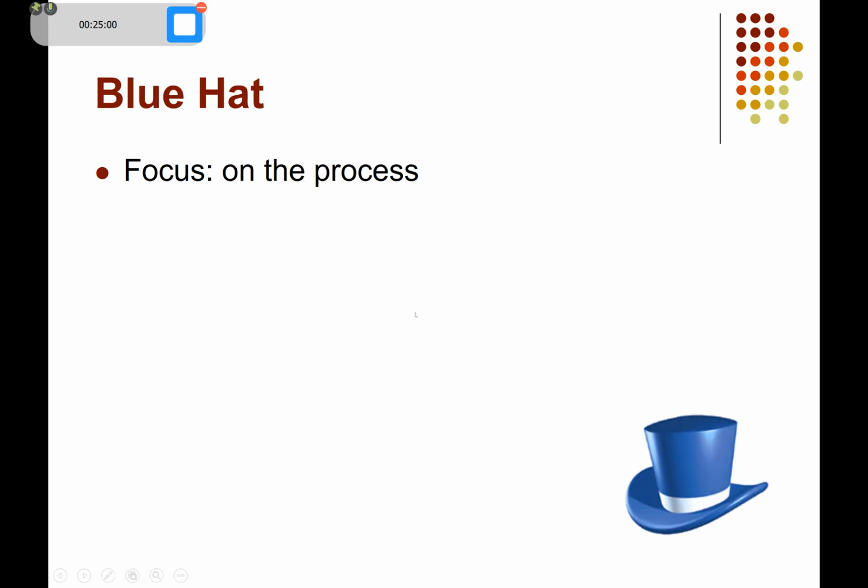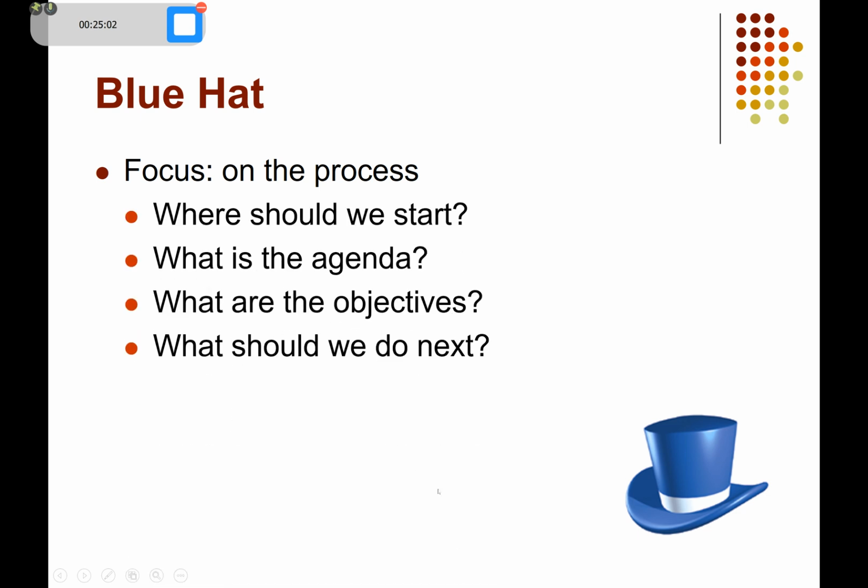And the blue hat focuses on the process of actually getting the job done, if you like. So where do we start? What's the agenda? What are the objectives? And what should we do next? So the blue hat is really allowing you to make a plan of how you're actually going to make it work once you've identified what you're actually going to do.